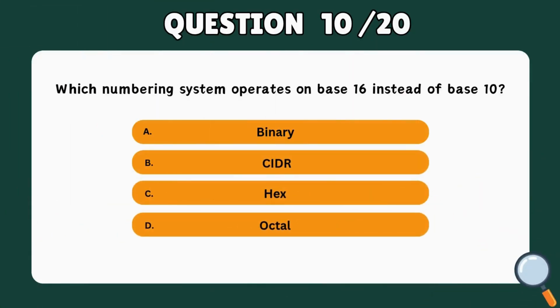Question 10. Which numbering system operates on base 16 instead of base 10? A. Binary. B. CIDR. C. Hex. D. Octal.